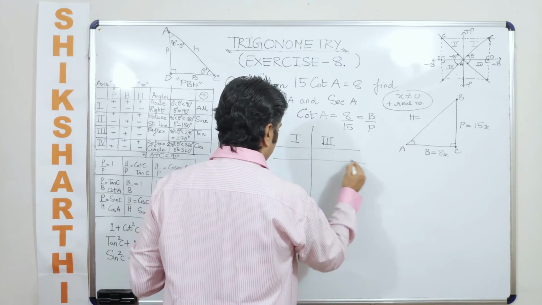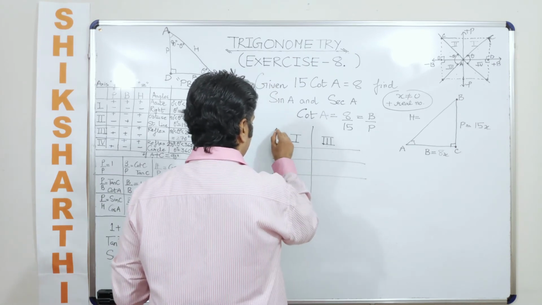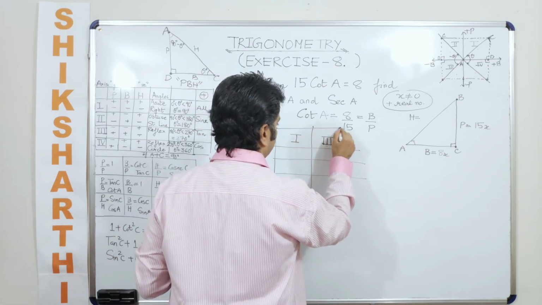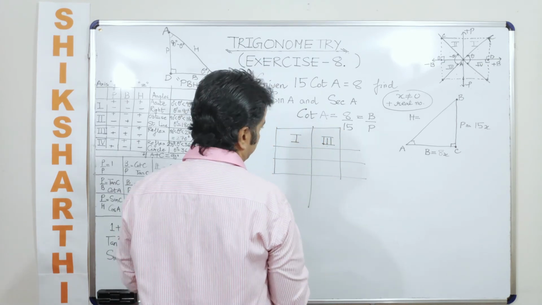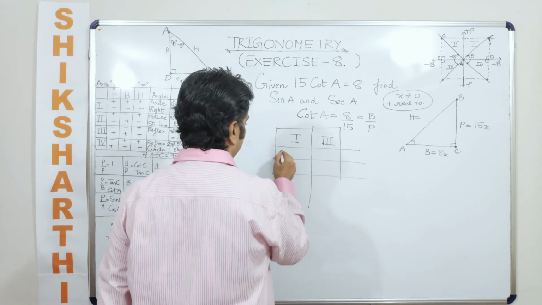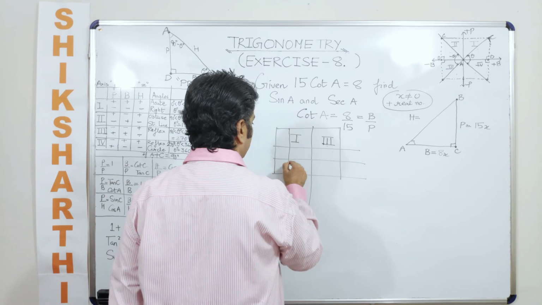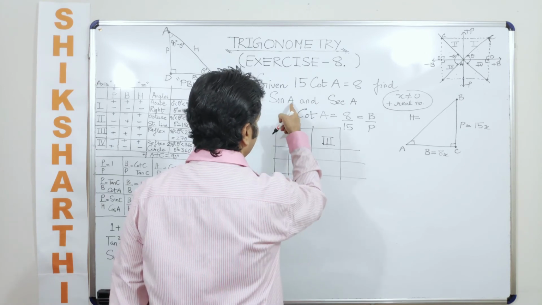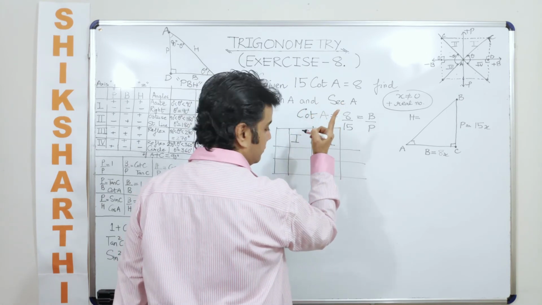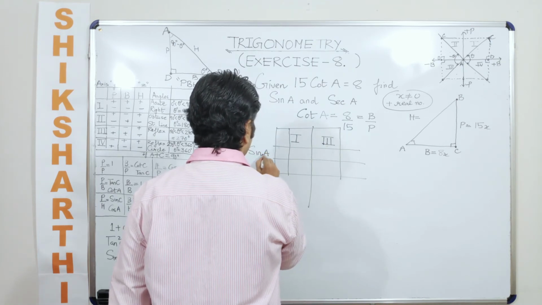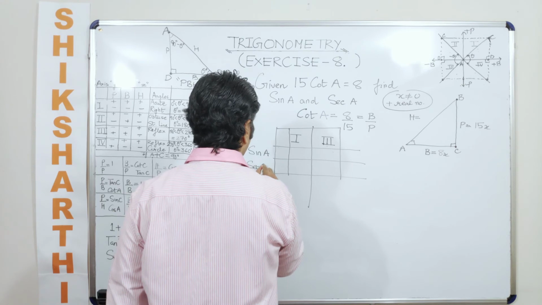And then write down these trigonometric ratios which we are supposed to find out. So which trigonometric ratios are we supposed to find out? We are supposed to find out the value of sine A and sec A. Okay, we are supposed to find out sine A and we are supposed to find out sec A.